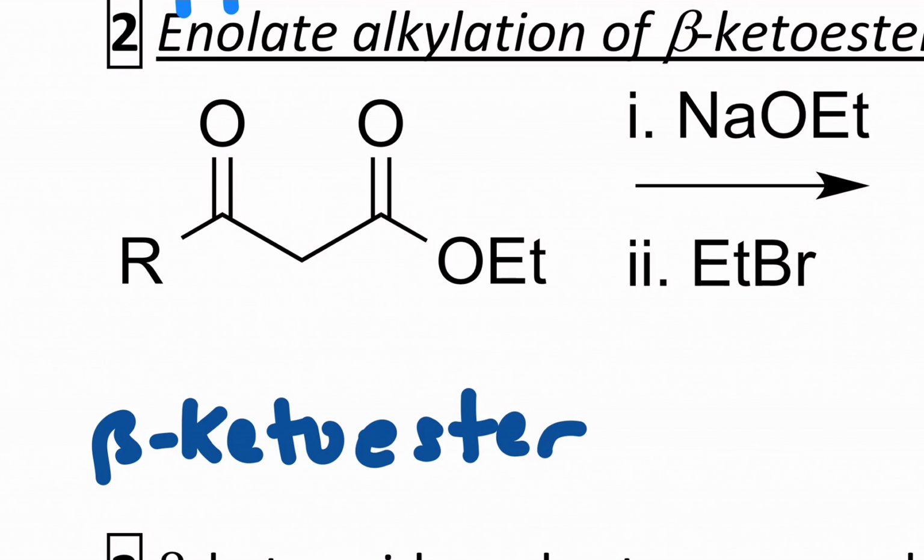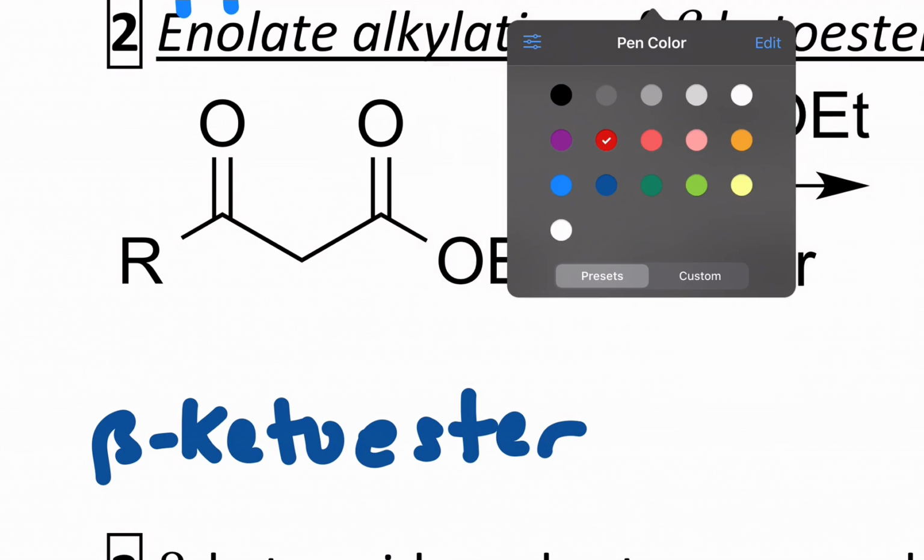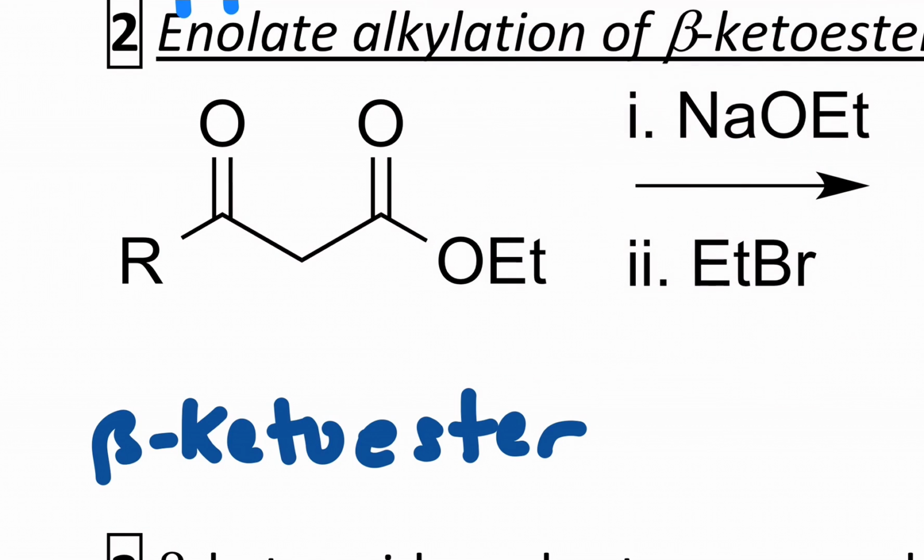Go ahead and draw in the alpha hydrogens that are on this particular beta keto ester. There's 2 of them, and this time they're flanked by 2 carbonyls. So what we have here is a base. In this case, you don't need as strong of a base as LDA. You can actually deprotonate this with a regular old strong base like ethoxide.